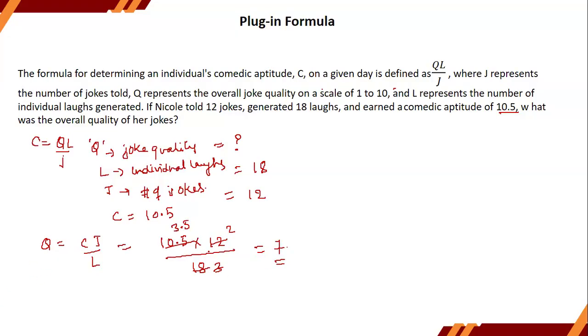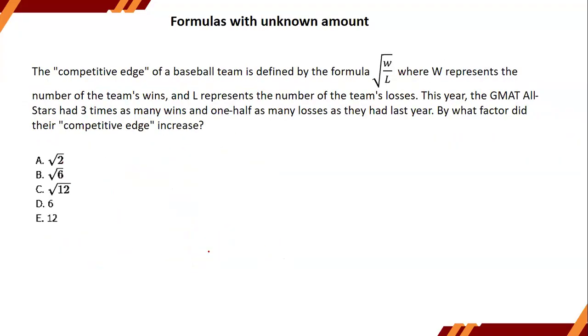So what is the type of this question? We know it's a formula question and it is a plug-in formula question because we have the variables where for a few of the variables values are given and there is an unknown variable for which we need to figure out the value, right? So you just need to substitute the values of the variables in the formula. Okay, moving on to the next question.